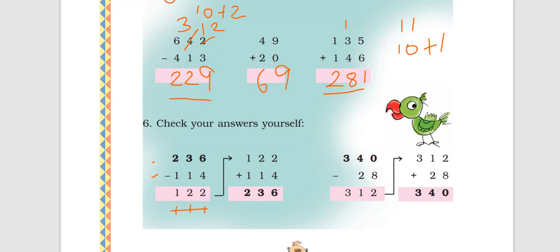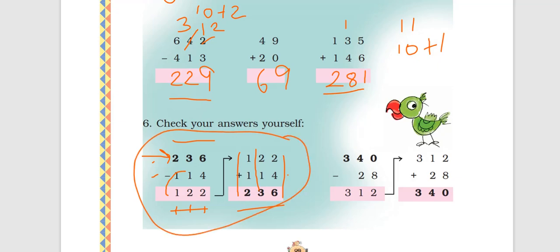Now, what they're saying is, when you add up these two numbers, we should get 236. And let's see if we get it. 122 plus 114. 2 plus 4 in the ones column is 6, 2 plus 1 in the tens column is 3, and 1 plus 1 in the hundreds column is 2. We get 236, which is the same as 236 over here. So this is one method where we can verify our answers for subtraction.